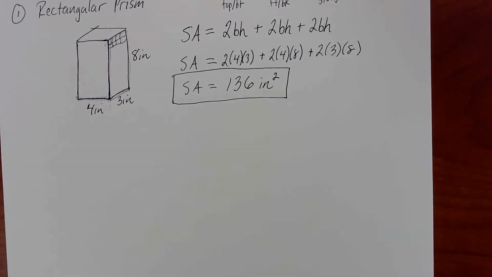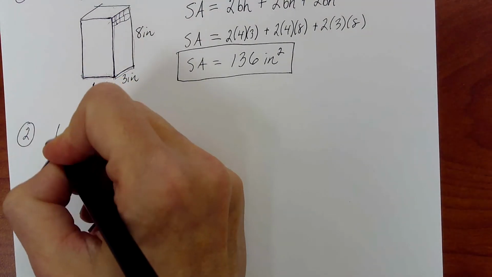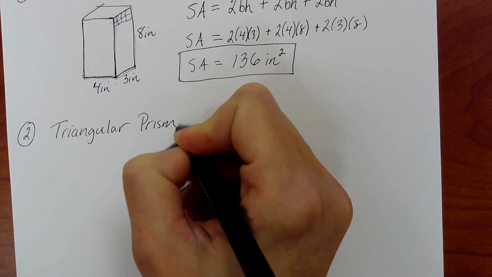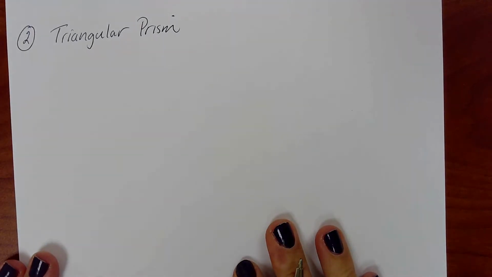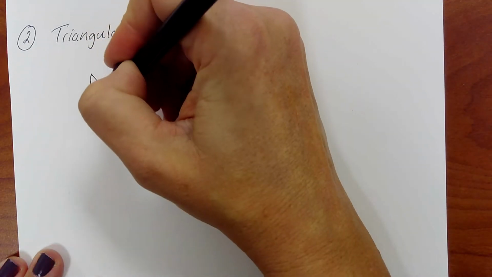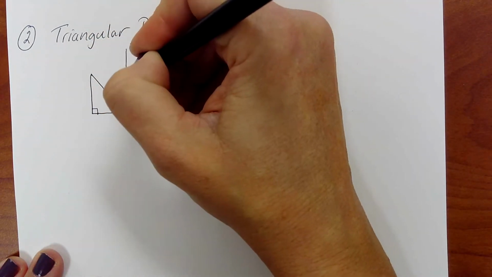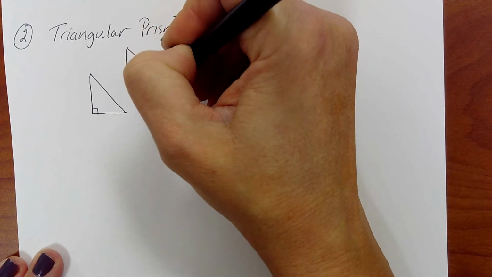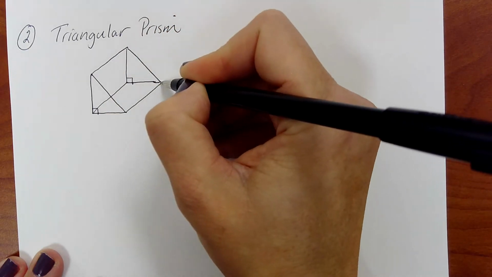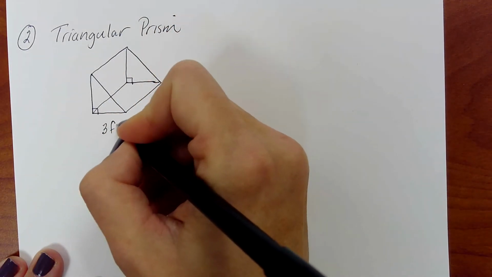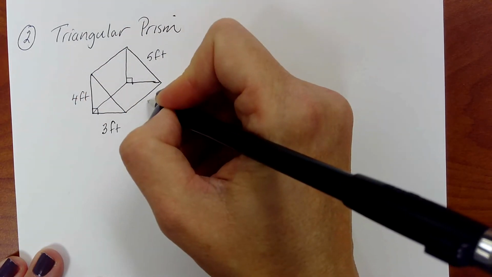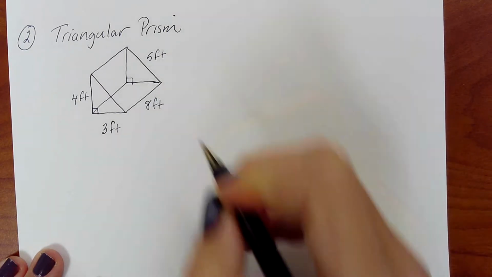Let's try a triangular prism. So number 2, triangular prism. Let me move that up. Okay, let's draw a right triangular prism. Okay, connect the matching sides. There we go. Let's give it some numbers. How about 3 feet, 4 feet, 5 feet, and 8 feet? Okay.